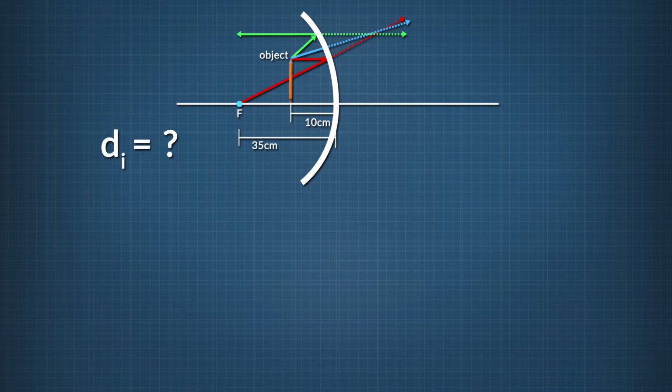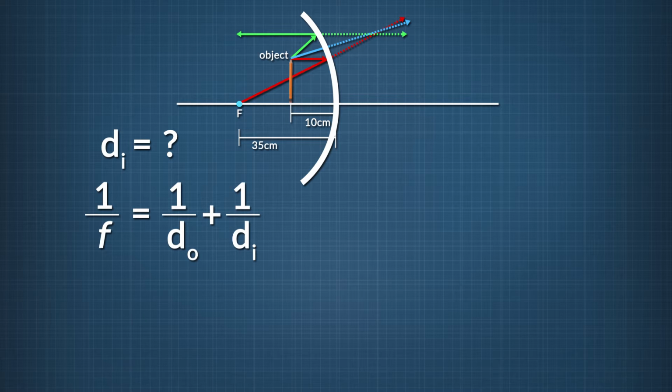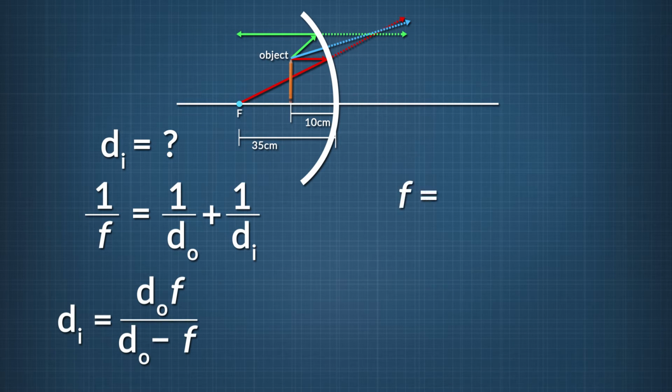To do that, we can refer to the mirror equation from earlier. Remember, this equation connects the mirror's focal length, the object distance, and the image distance all together. Like before, we can rearrange the mirror equation to solve for image distance. Now, what is the focal length, f, and the object distance, d sub O?